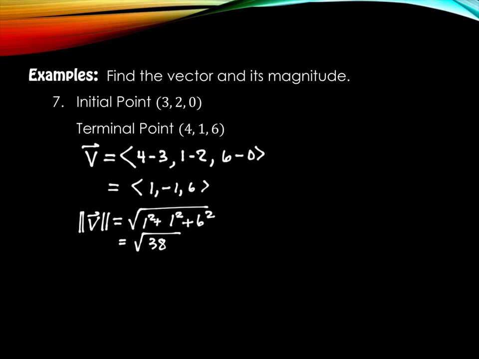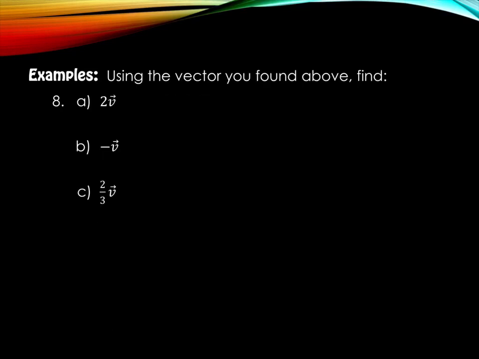Okay, so we're going to use this vector. I probably should shift it to the next slide too so that I have a copy of it. So this is my vector up here. And we're going to find the corresponding scalar multiples of vectors. We did this in section 11.1 as well. So the first one is 2v. So we're going to double everything. What would we get? 2, negative 2, 12.